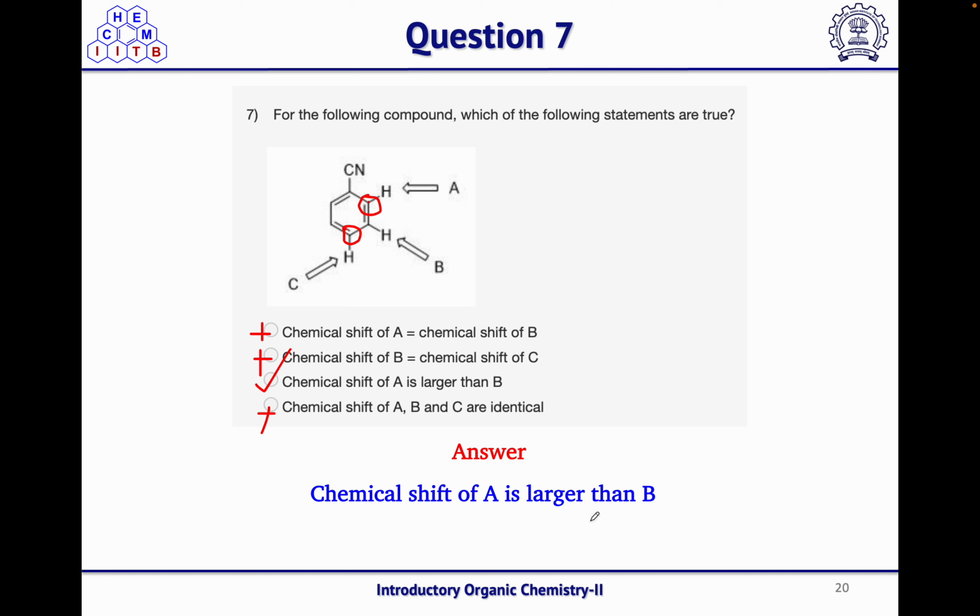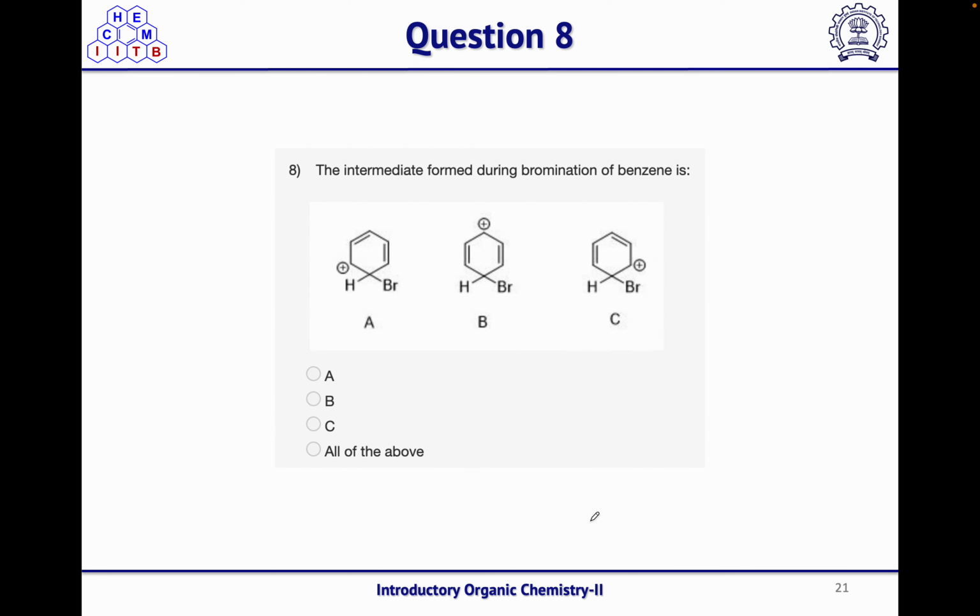Hope it is clear. I am moving towards question number 8. So the next question is: the intermediate that is formed during bromination of benzene is. So they have given three intermediates, option A, option B and option C. So what is the correct intermediate that is formed? It can be A, B or C or all of the above.